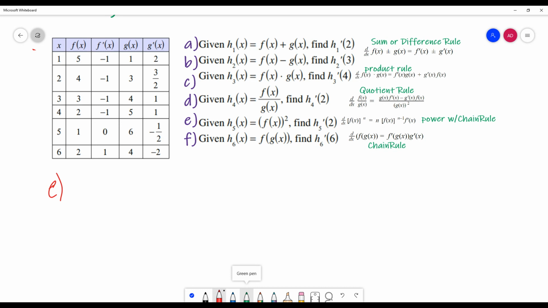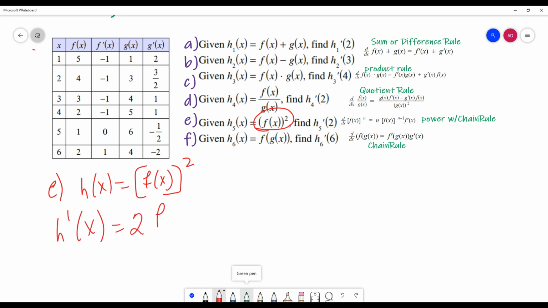Now I'm going to do the power rule with a chain rule. So I'm trying to find the derivative of f of x squared, okay? That means that if h of x is equal to f of x, quantity squared, what you have to remember here is you do have a power rule, but you also have a chain rule. So the 2 comes down in front. Preserve the base, that's what that's saying over there, to a new power of n minus 1, which is 1, times f prime of x, okay?